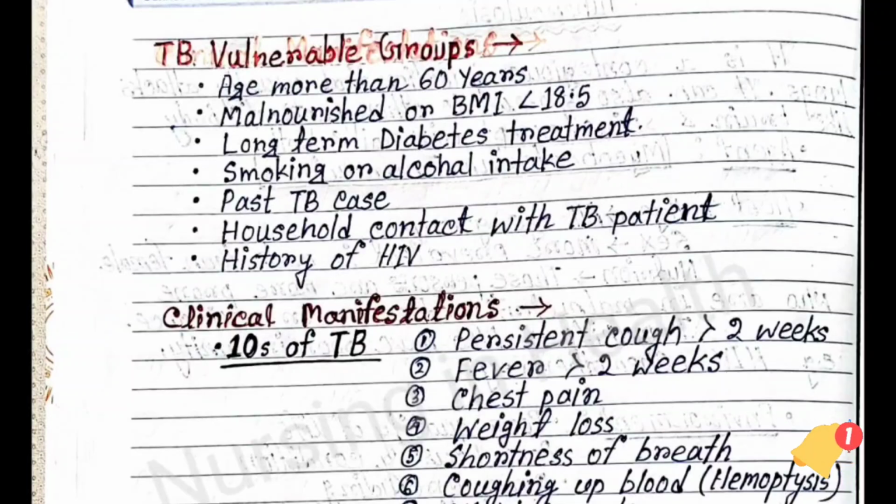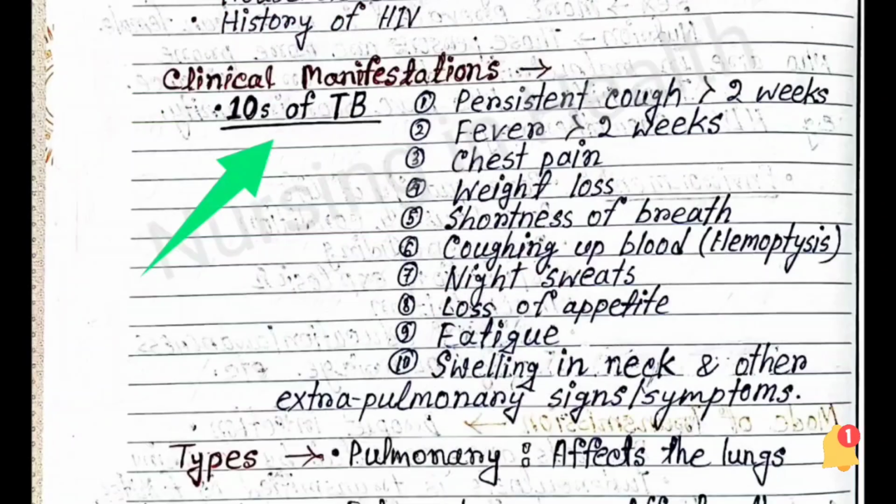Next, we will learn about the TB vulnerable group, or who are more prone to tuberculosis. Age more than 60 years. Malnourished or BMI less than 18.5. Long-term treatment for diabetes mellitus, smoking or alcohol intake, past TB history, household contact with a TB patient, history of HIV.